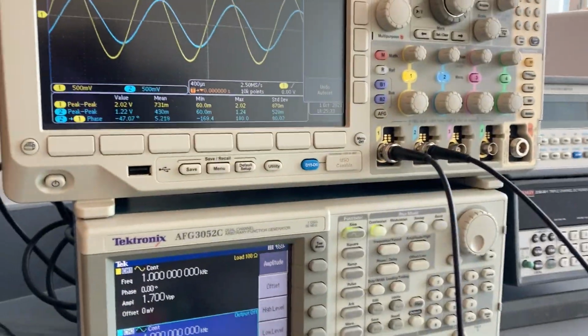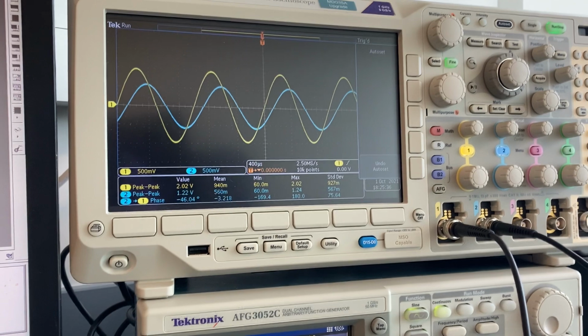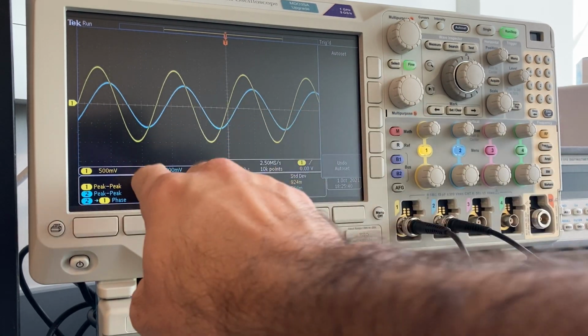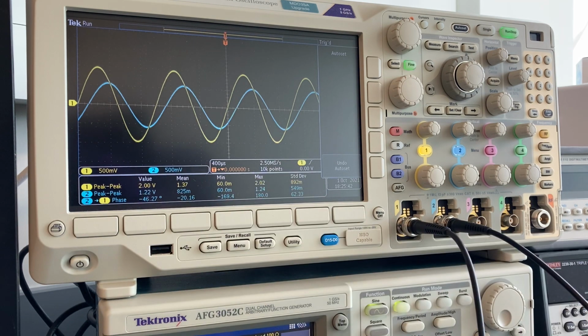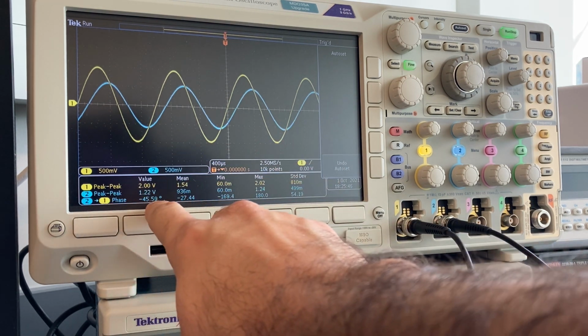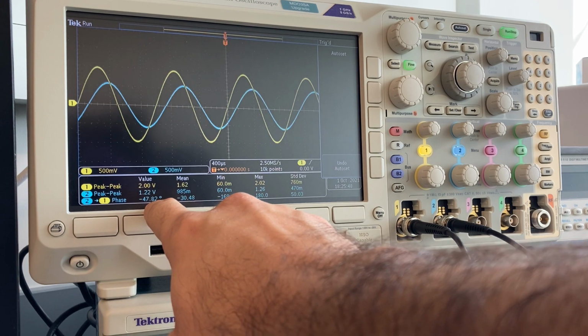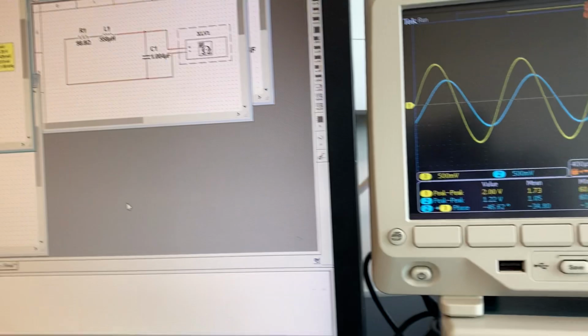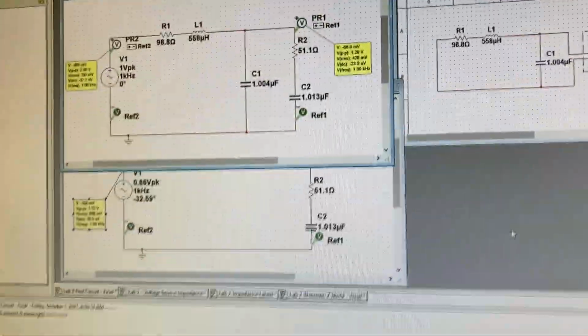Let's take a look here at the oscilloscope. I'm getting the exact same values as what I got in Multisim. I have 2 volts peak to peak across the entire circuit, and then 1.2 across the load. And this is the phase difference between voltage 2 and voltage 1. Actually, we can demonstrate that in Multisim as well.